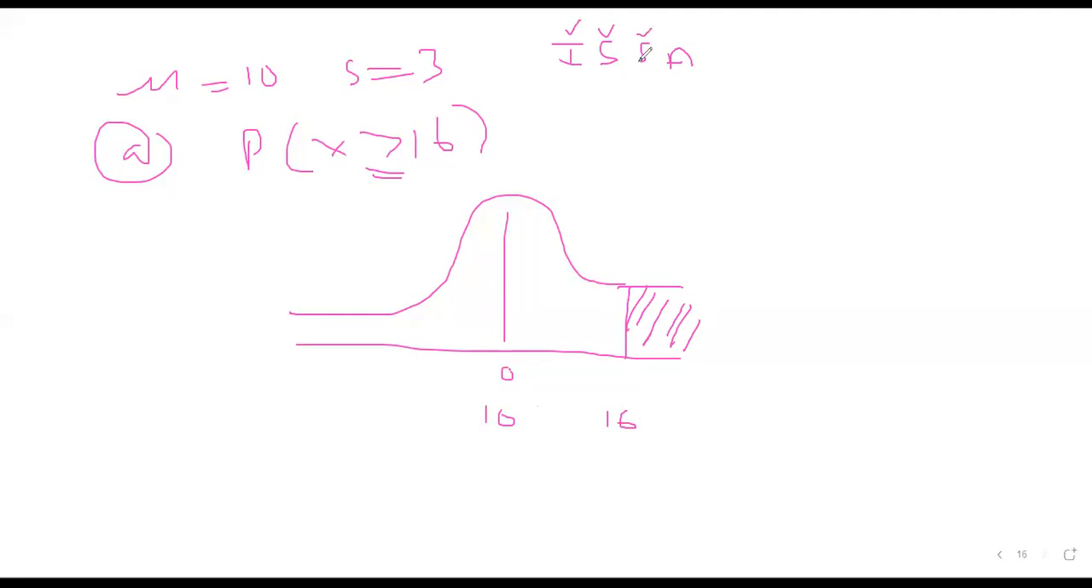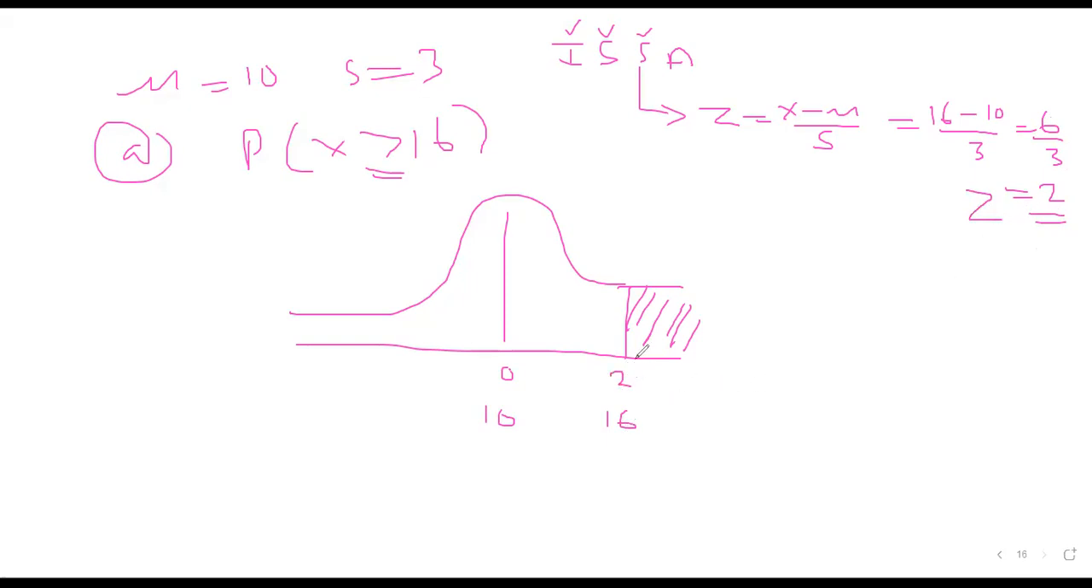Standardize now. So we learned the formula for standardizing is what? Z is equal to X minus mean over standard deviation. So our X is 16. Our mean is 10, divided by 3. So 16 minus 10 is 6. 6 over 3 is 2. So we know that the mean always standardized is 0. But this 16 we don't know. We've just calculated it. So the Z for 16 is 2.